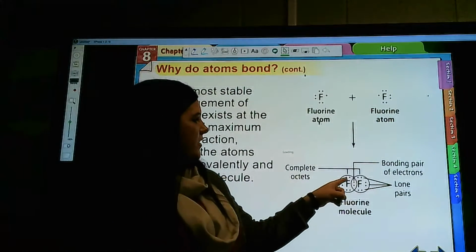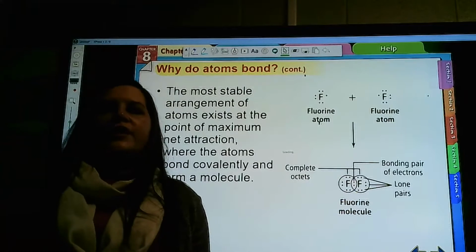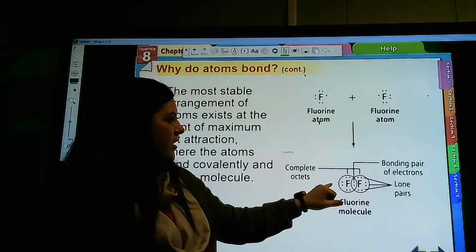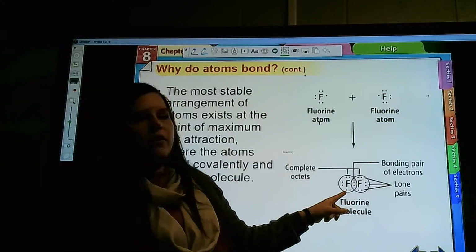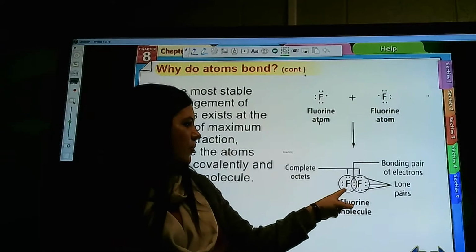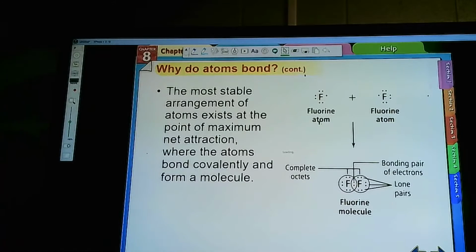The other thing I want to point out on this screen is that this pair that is shared is either called a shared pair or a bonding pair of electrons. The electrons that are outside of this, that are not being shared, we call lone pairs of electrons. So lone pairs are the valence electrons that are just not involved in bonding.